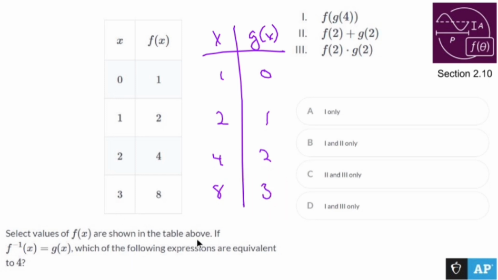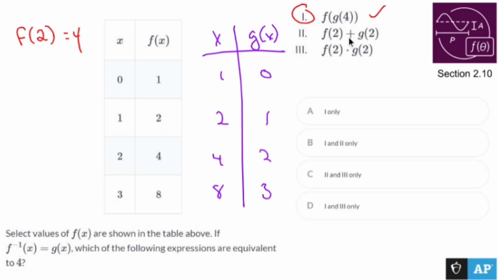Which of the following expressions are equivalent to 4? So I need to plug in all of these and see which one gets 4. So f of g of 4. First off, g of 4 means I'm going to go over here and let me split this up. Let me put this in red. f of g of 4 means, let's find out g of 4, which is 2. So f of g of 4 means f of 2, and f of 2 is 4. Check.